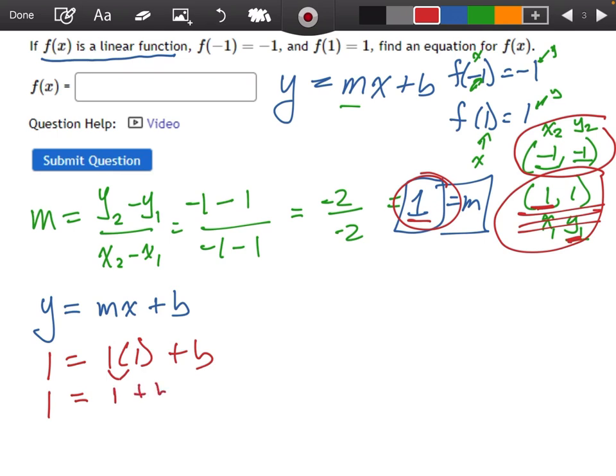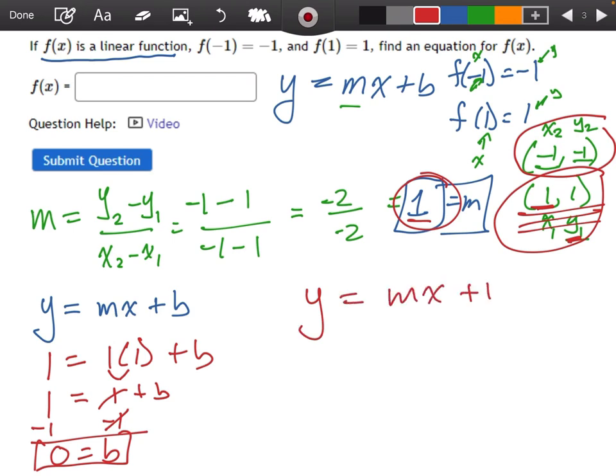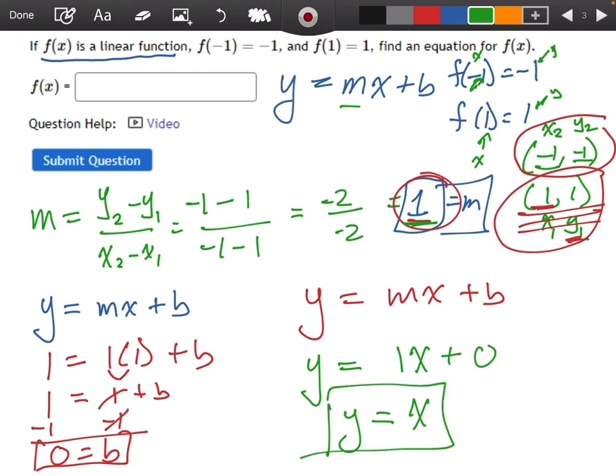So let's see. 1 times 1 is 1 plus b. If we subtract 1 on both sides, y'all, we get b is equal to 0. So now, when I come back and think of my equation in the form y equals mx plus b, we're going to write y equals m, which was the number 1, with an x, plus b, which was 0, so we can just write it as y equals 1x or y equals x. And there's our equation. So right here, y'all, remember, y and f of x really mean the same thing. So I'm just going to put f of x is equal to x.